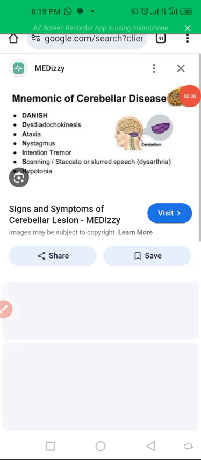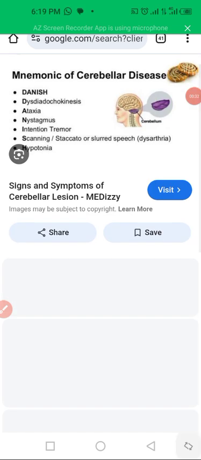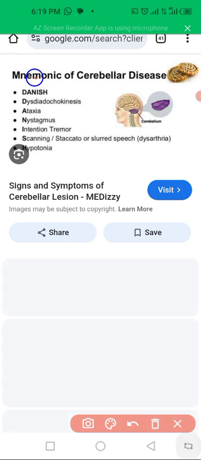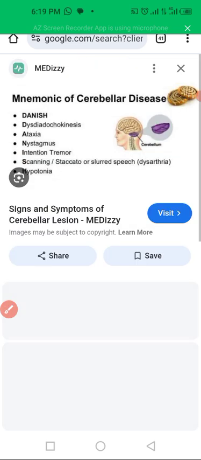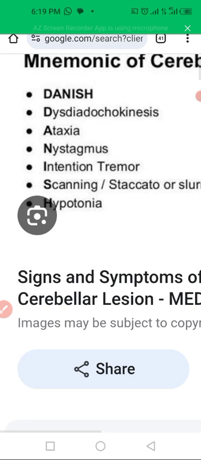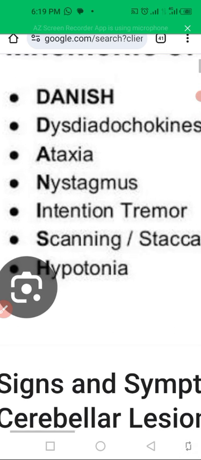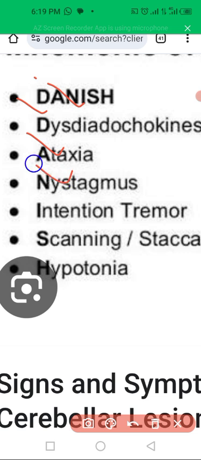Okay, a cerebellar lesion can result in findings like dysdiadochokinesia, ataxia, nystagmus, and intentional tremors. Ataxia means positioning and movement will be impaired. Nystagmus will be there. Intentional tremors, scanning speech, and hypotonia will also be there in cerebellar lesions.